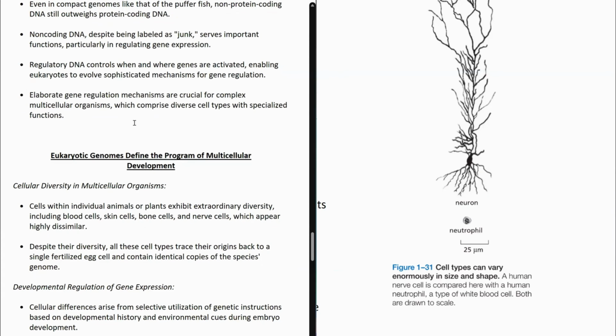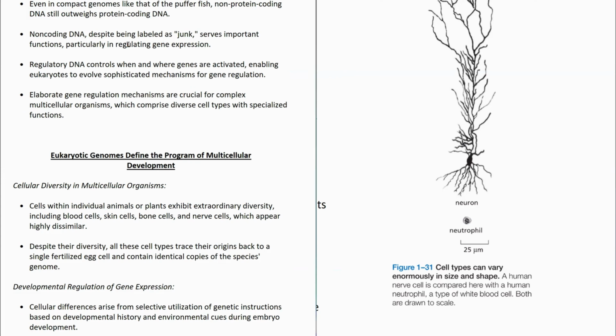As I mentioned before about junk DNA, scientists have learned and are still discovering that there are a lot of regulatory elements embedded within these junk DNA sequences that regulate gene expression.